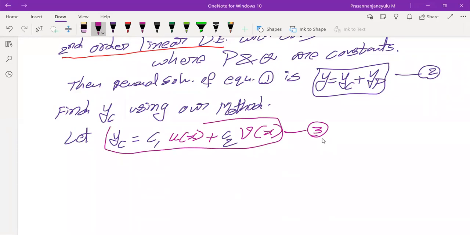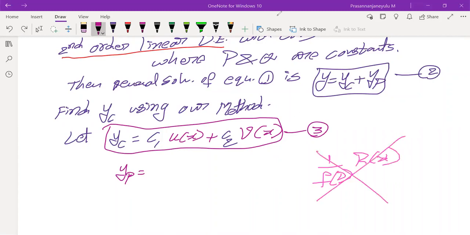If this is the complementary solution, then what is the next step of the process? Finding yp. How to find yp? In general, yp is equals to 1 by f of D of Q of x. That is our actual process. What is Q of x? Here it is r of x. This is the actual process, but we are not going to use this process. It's a new concept we are going to use.